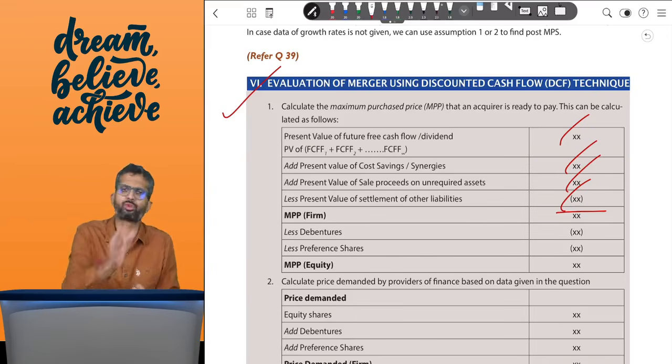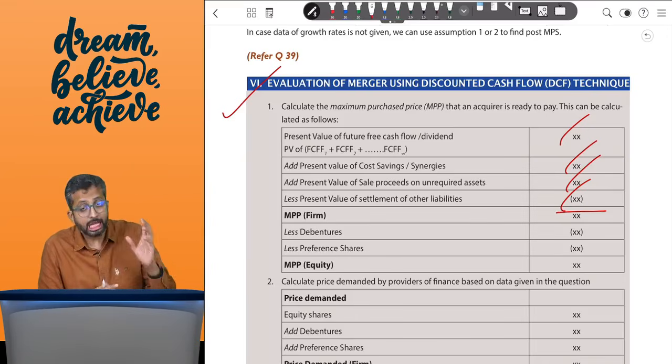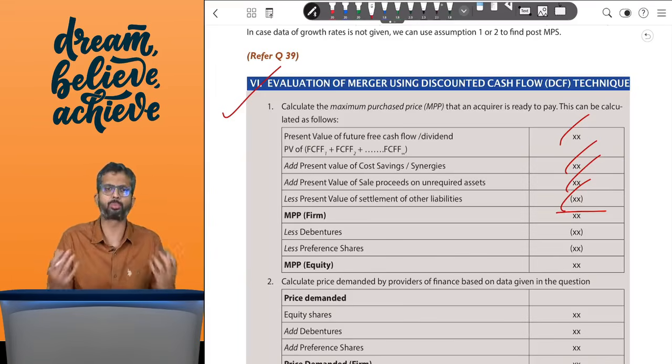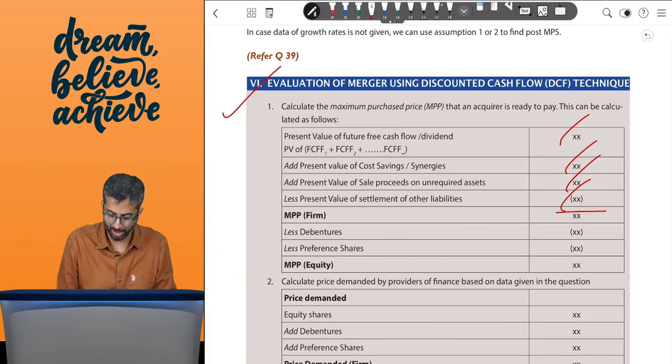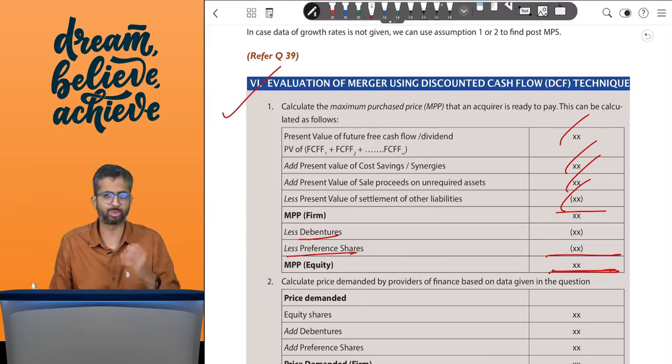If there's any acquisition cost, we will subtract the acquisition cost as well. Separately, we will say that this is paid for the providers of capital, out of which a part may be paid for the debentures, a part may be paid for the preference shares, and the remaining will be the maximum purchase price for the equity. You compare this with the price demanded by the equity.